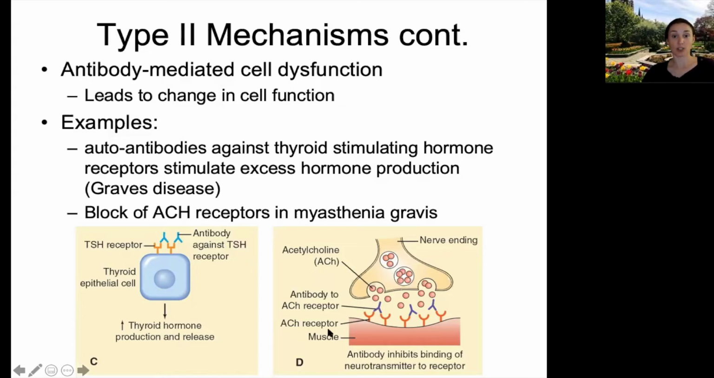Another example could be the blockage of the acetylcholine receptors in a disease such as myasthenia gravis. So we have this receptor on the muscle, and we have a nerve ending that's supposed to be releasing acetylcholine, and it's supposed to go to these receptors in the muscle to make movement, but instead it's getting blocked by these antibodies at these receptors. So that's going to affect movement at the neuromuscular junction.